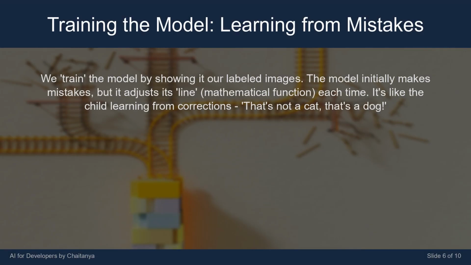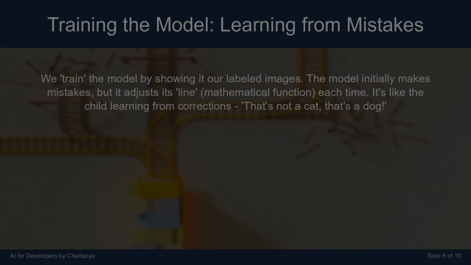We train the model by showing it our labeled images. The model initially makes mistakes, but it adjusts its line, its mathematical function, each time. It's like the child learning from corrections. That's not a cat. That's a dog.